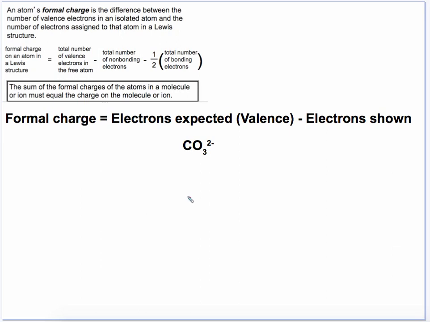Okay, here let's just do an ion. Let's do carbonate, the carbonate ion. So C double bond O, we'll put the double bond there, and then we'll put the lone pairs on there.